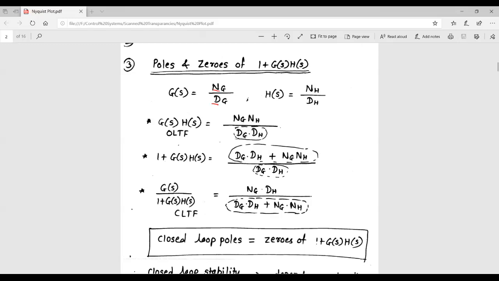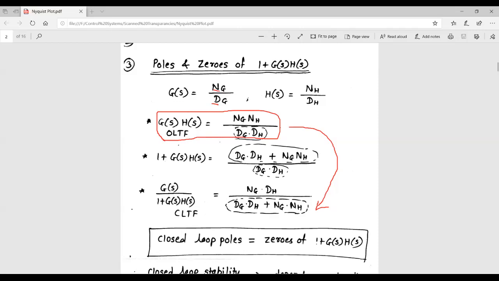Similarly, we have NH upon DH. Now, considering the G of S and H of S equations, if we write the expression for G of S H of S, that is the open loop transfer function, it is just the multiplication of these two, NG NH upon DG DH. So we have written this. Now let us directly go to the CLTF by skipping one step in between. We'll come back to that a little later. CLTF is G of S upon 1 plus G of S H of S, right?